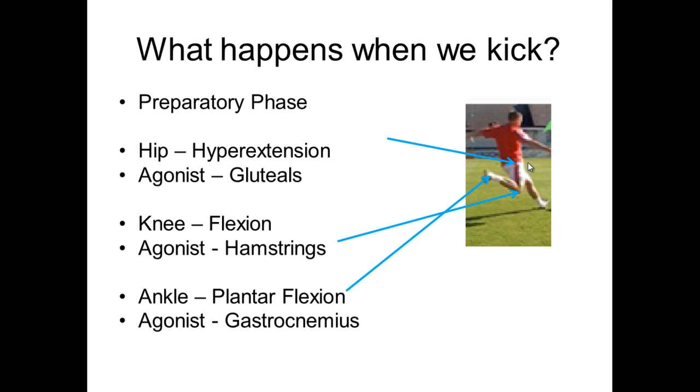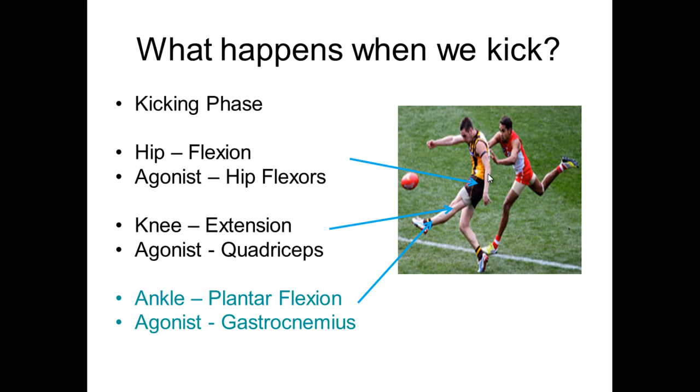And the ankle, you can see at this point, is undergoing plantar flexion because it's pointing backwards, or basically the heel is being raised in preparation to kick the ball, and the agonist at this point will be the gastrocnemius. Now that's the preparatory phase. The one after that will be the actual kicking phase.